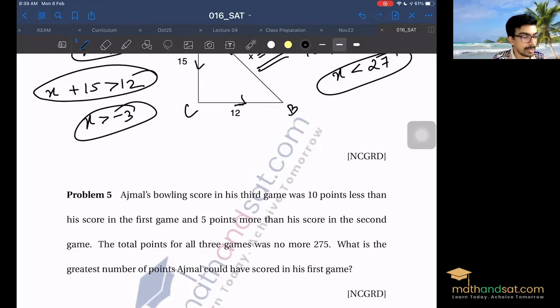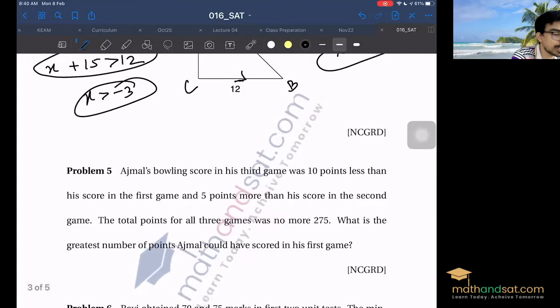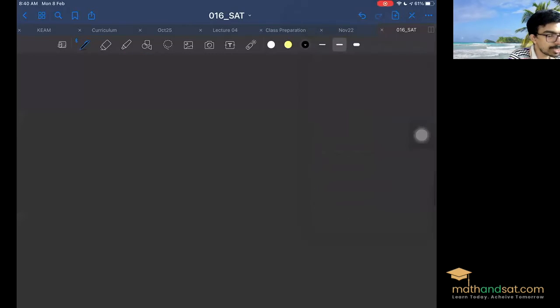Let's see the next question. Ashmal's bowling score in his third game was 10 points less than his score in the first game and 5 points more than his score in the second game. The total point for all three games was no more than 275. What is the greatest number of points Ashmal could have scored in his first game? So that is a very good question. This may look confusing if you do not fully understand the question.